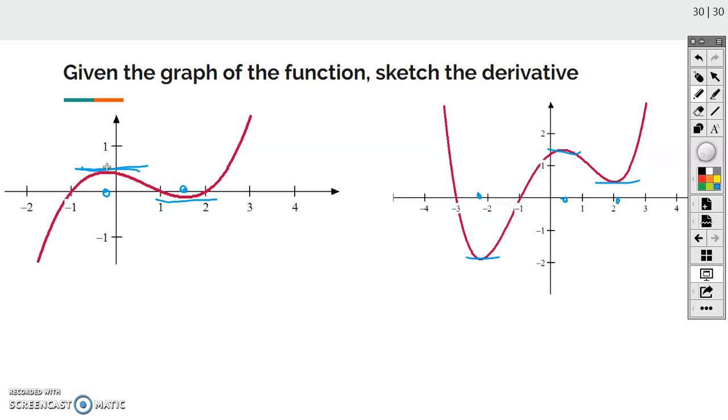After that, I'm just looking for whether the original function was going up or down. Original function going up, that means it should have been positive. Original function going down, which means the derivative is negative. Original function going up, so the derivative is positive again. That wasn't a great graph, but you get the idea. Again here, I start going down, so the derivative should be negative, and then positive, and then there we go.